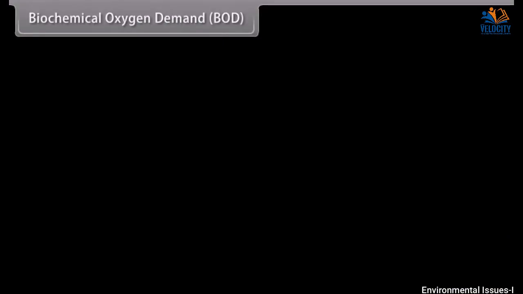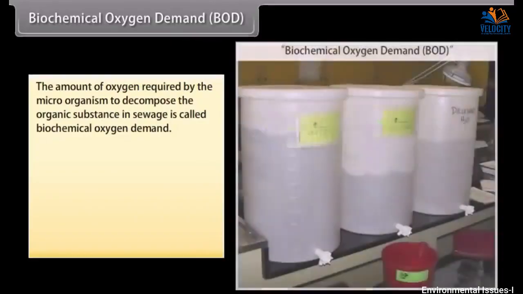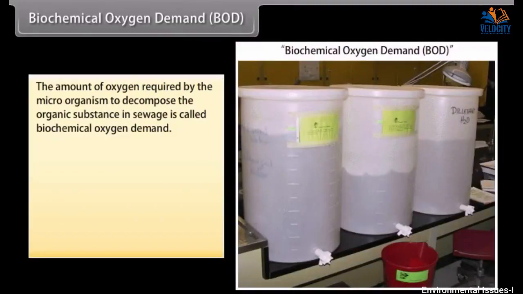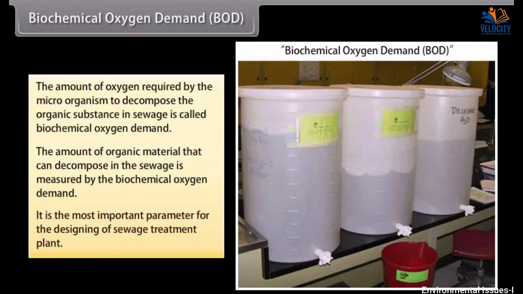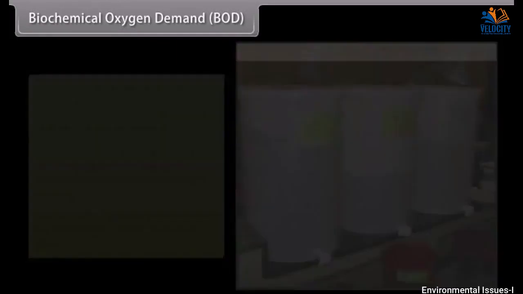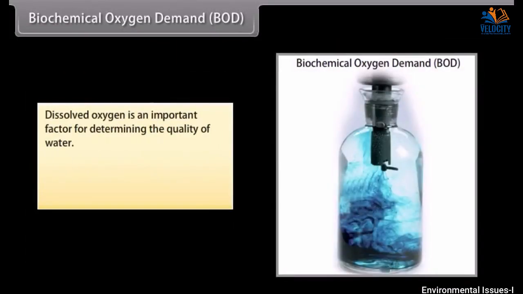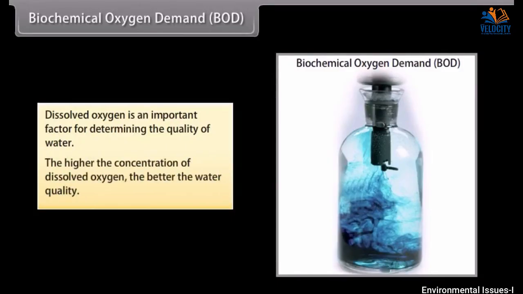Biochemical oxygen demand, BOD. The amount of oxygen required by the microorganism to decompose the organic substance in sewage is called biochemical oxygen demand. The amount of organic material that can be decomposed in the sewage is measured by the biochemical oxygen demand. It is the most important parameter for the designing of sewage treatment plant. Dissolved oxygen is an important factor for determining the quality of water. The higher the concentration of dissolved oxygen, the better the water quality.